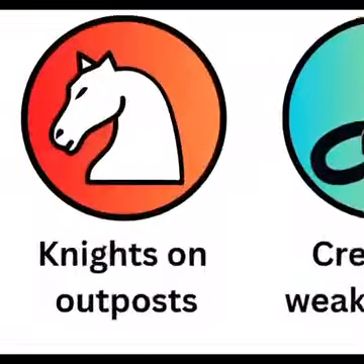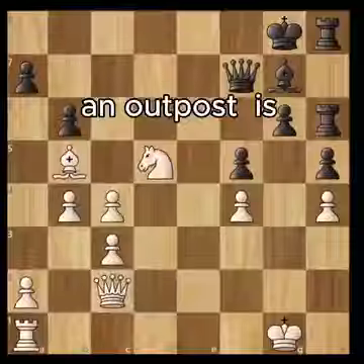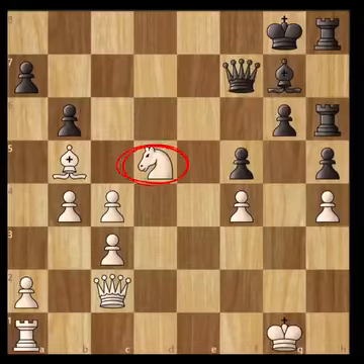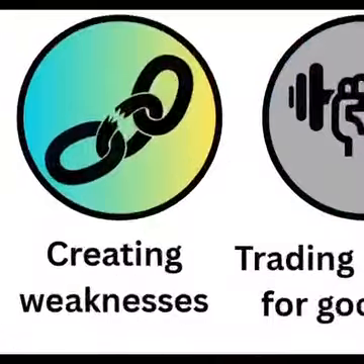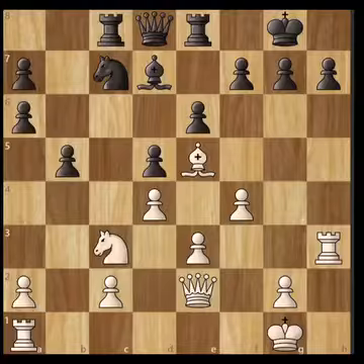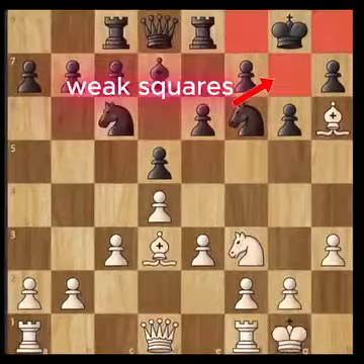7. Knight on an outpost. An outpost is a square where your knight is protected by a pawn and can't be chased away by another pawn. 8. Creating weaknesses. Force weaknesses like doubled pawns or weak squares.